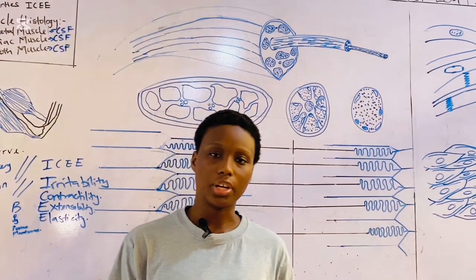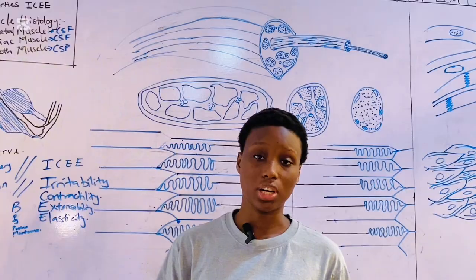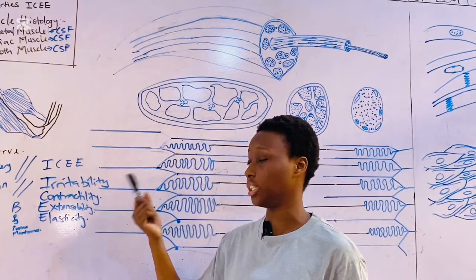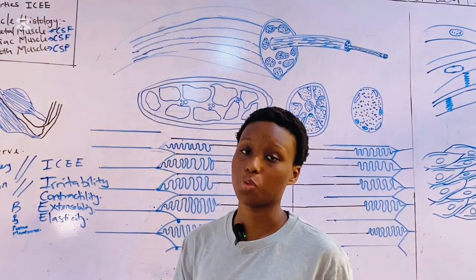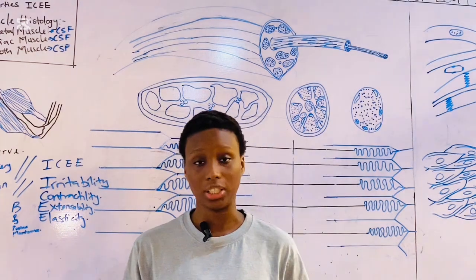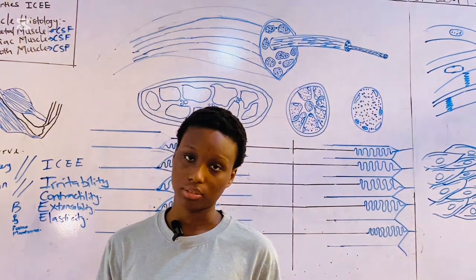Just a very quick recap. We've spoken about muscle as an organ because it is supplied by a nerve, an artery, and a vein. We've spoken about its functions as an organ, its properties as an organ.